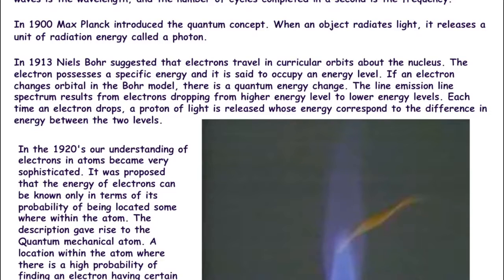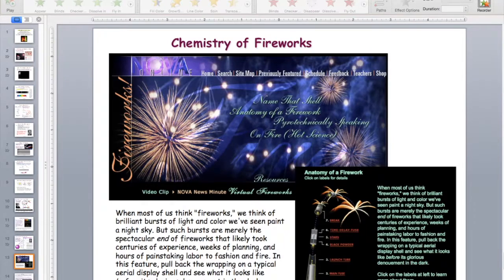So that sort of explains why we have unique colors for different compounds as well, and why we can generate different colors in fireworks. It's the chemicals that they put into these fireworks. And so that ends this particular section.